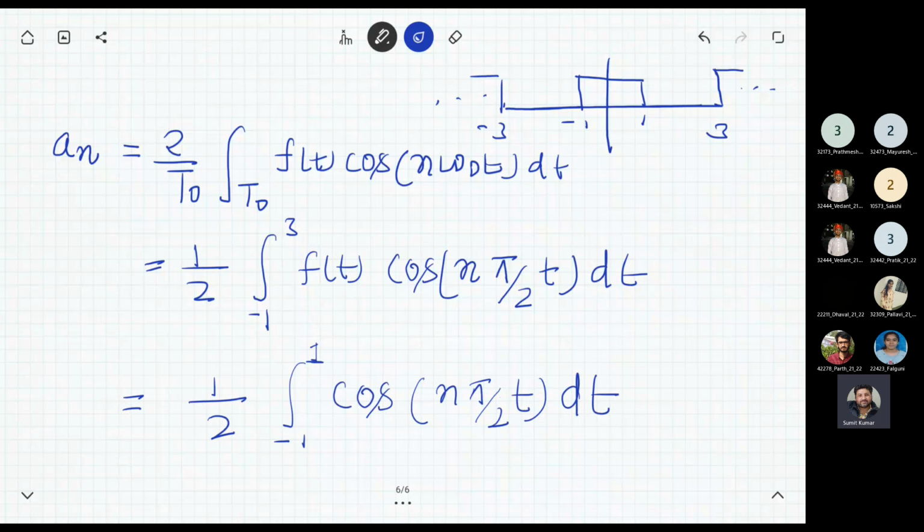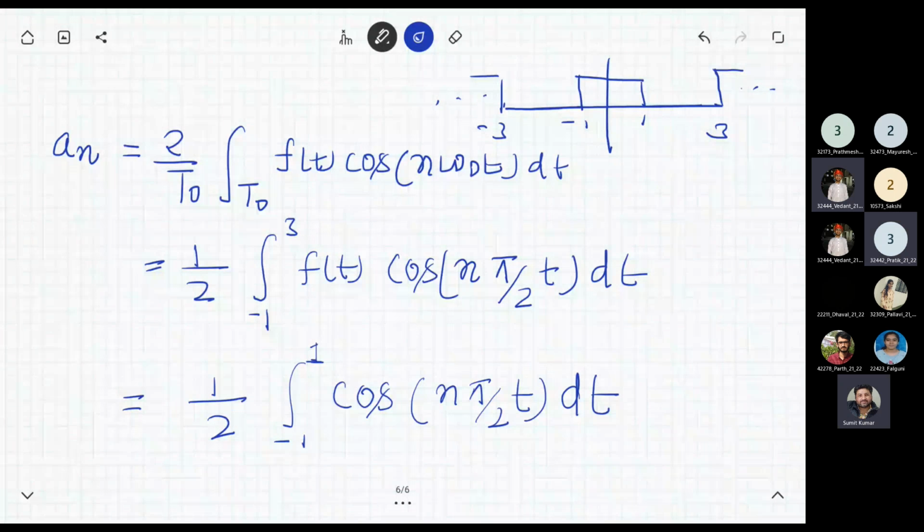cos t, or cos a t, or cos n omega naught t, n pi by 2 t — whether this is an even function or an odd function? Is cos even or odd? It is an even function. Yes, sir.